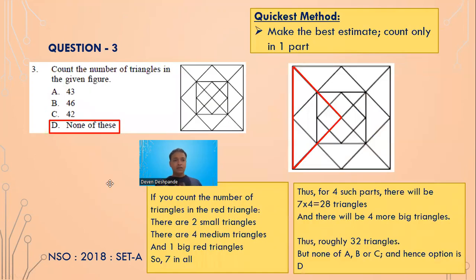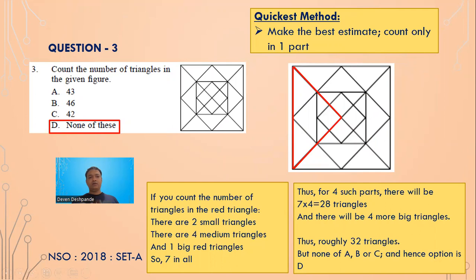Okay, next one. Count the number of triangles in the given figure. Here you have to be a bit smart, and here is how the quickest method works. You only have to count in one part of the figure. If you take this big triangle, how many triangles are in it? 1, 2, 3, and 4: four medium-sized triangles, and then two small triangles, and then there is one big triangle. So two small triangles, four medium triangles, and one big triangle.